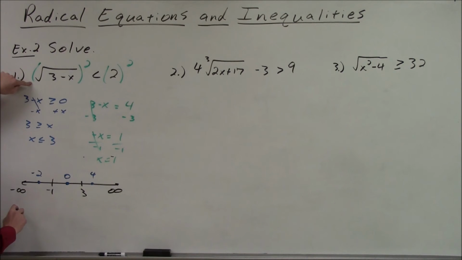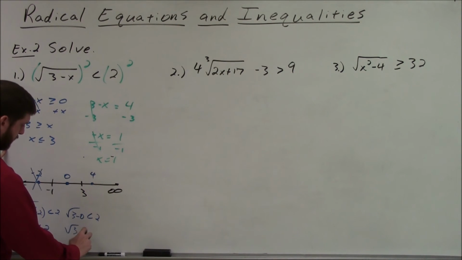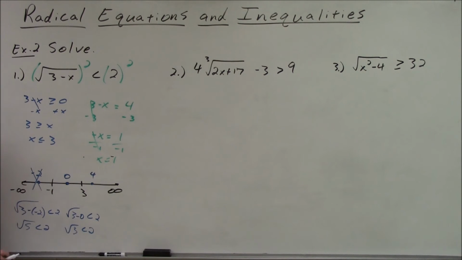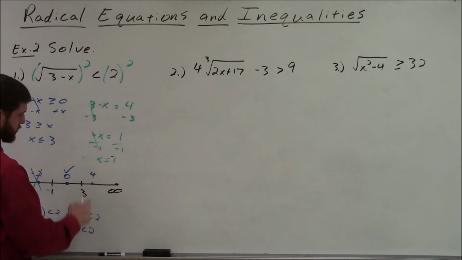So if I test negative 2, 3 minus negative 2, square root of that, is that less than 2? Well, that's square root of 5. Is square root of 5 less than 2? No, because square root of 4 is 2, so this is a little bit bigger than 2. So that interval doesn't work. Let's try between negative 1 and 3. So test 0 out. Square root of 3 minus 0, is that less than 2? Yeah, because the square root of 4 is 2, so square root of 3 has got to be less than 2. So that interval works.